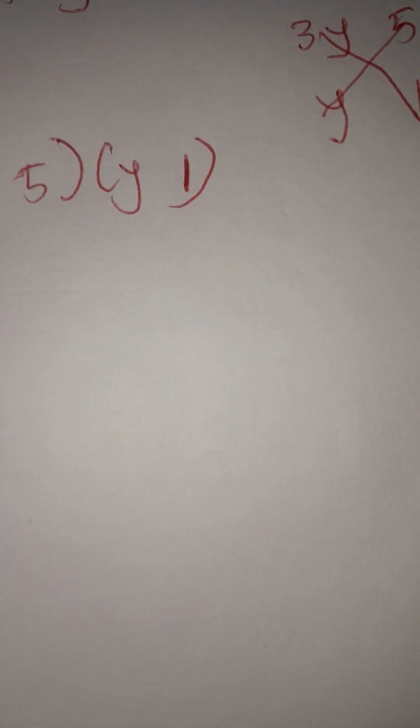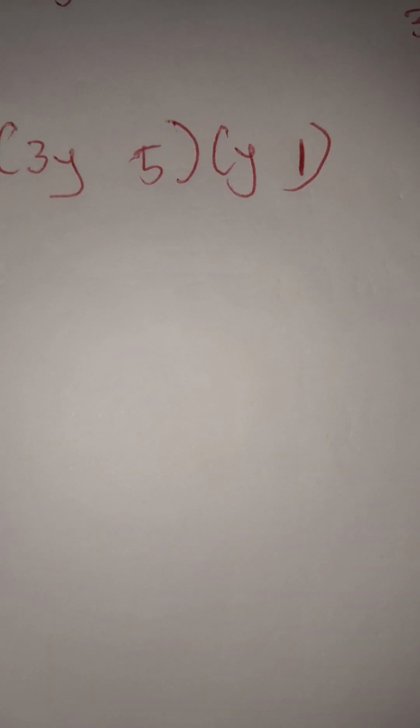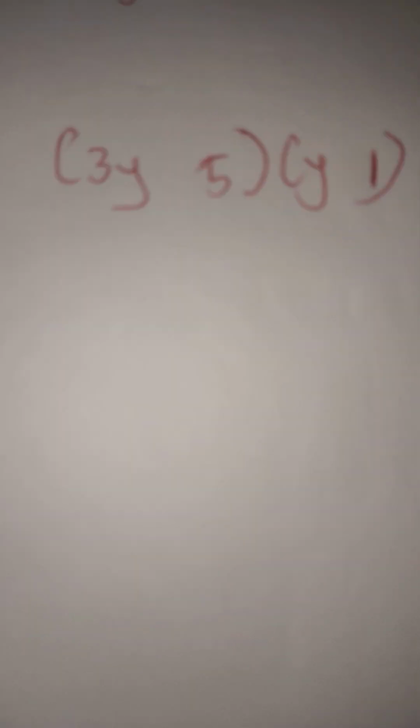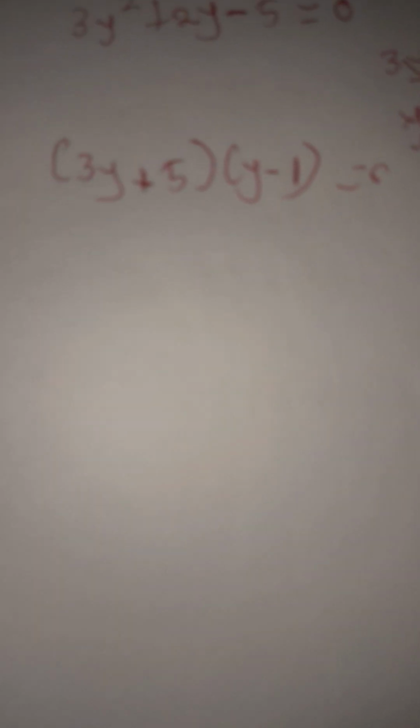Okay, so what about the signs? How can you work out the signs? 5 is the bigger number, so it will take a positive sign. This one will take a negative sign. Then you are going to equate everything. So you are going to say 3y plus 5 is equal to 0, or y minus 1 is equal to 0.